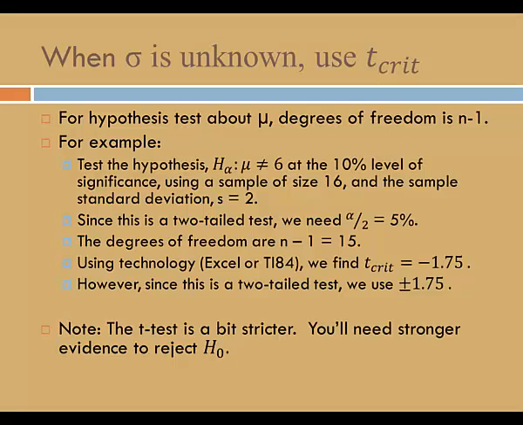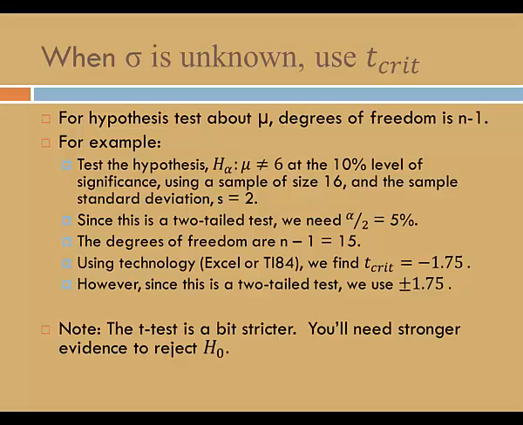For hypothesis tests about mu, recall that the degrees of freedom is n-1. For example, let's test the hypothesis mu does not equal 6 at the 10% level of significance using a sample size of 16 and a sample standard deviation of 2. Since this is a two-tailed test, we need alpha over 2, in other words 5%. The degrees of freedom are n-1, which is 15. Using technology, whether Excel or a TI-84, we find the critical value is negative 1.75. However, since this is a two-tailed test, we'll use plus or minus 1.75.